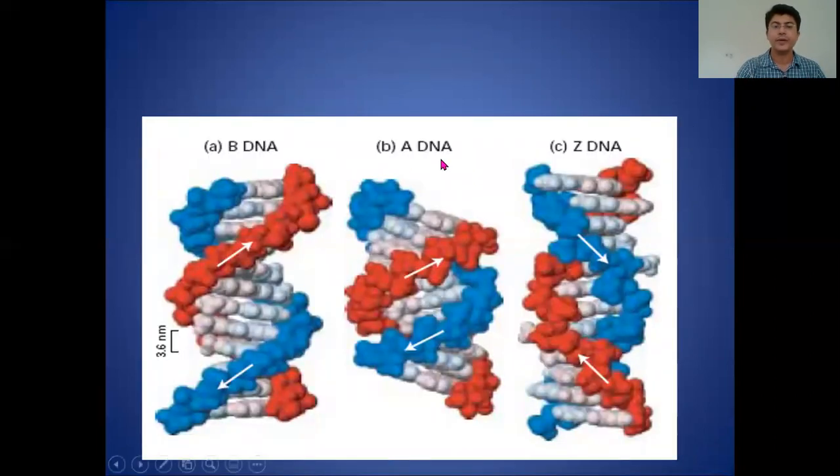So there is the comparison of B-DNA, A-DNA, and Z-DNA. You can see in one complete helical turn, the number of bases that can be accommodated in A-DNA is slightly more. For example, in A-DNA, 11 base pairs per turn can be accommodated, whereas in B-DNA, about 10.5 base pairs per turn can be accommodated. Z-DNA is the zigzag DNA that is shown in this figure.